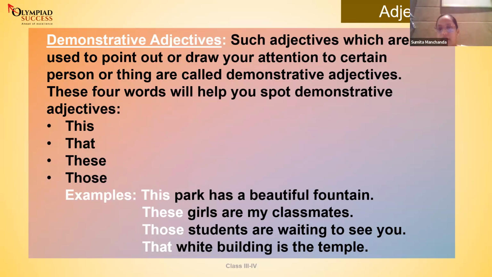That white building is the temple. Now, again, that means I'm talking about one particular white building, which is far away from me. And so I'm using the word that. Now, children, anyone have any question, any doubt related to demonstrative adjective? Any doubt, any question related to demonstrative adjective? Okay, no doubt. Okay, great.